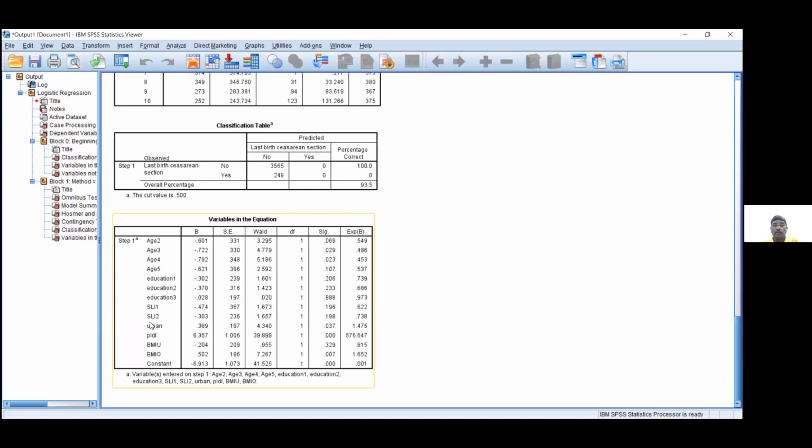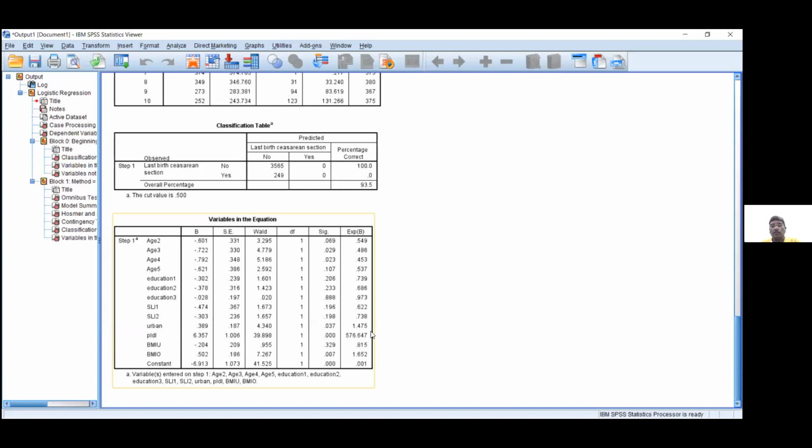SLI. The comparison group here is the high SLI group. See that in the low SLI group, 38% less chance, 26% less chance in the moderate SLI group in comparison of high SLI group. Again, those who belong to the high SLI group or richer group, they adopt the cesarean delivery. In another group, the chance of getting cesarean delivery is less.